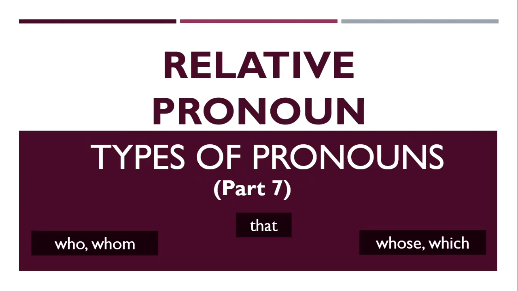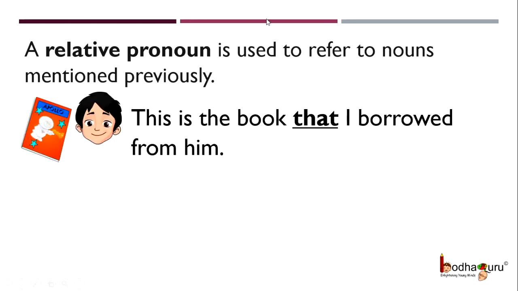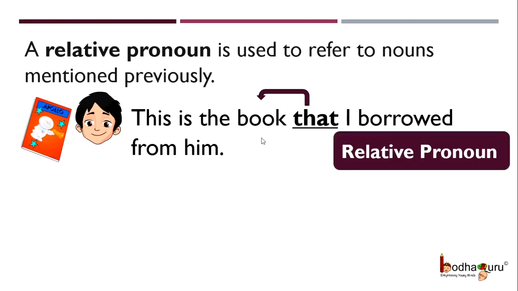Hello friends, let's learn what are relative pronouns. As the name suggests, a relative pronoun is used to refer to nouns mentioned previously. For example, this is the book that I borrowed from him. Here, that is a pronoun which is referring to the book, which was mentioned previously in the sentence. So, that is an example of relative pronoun.